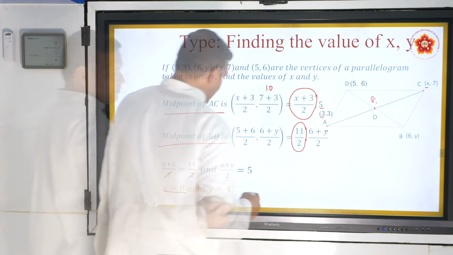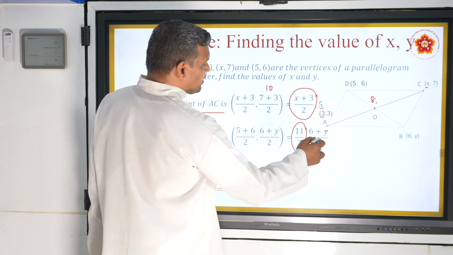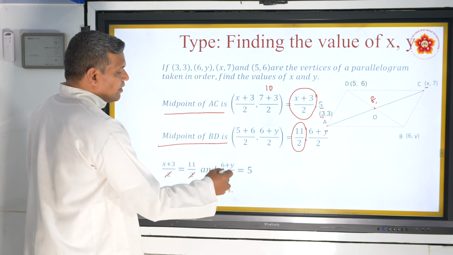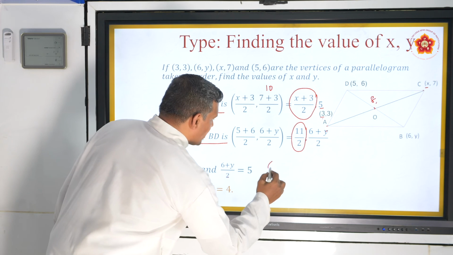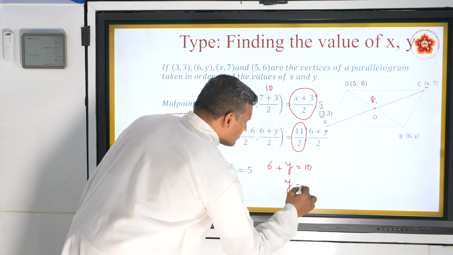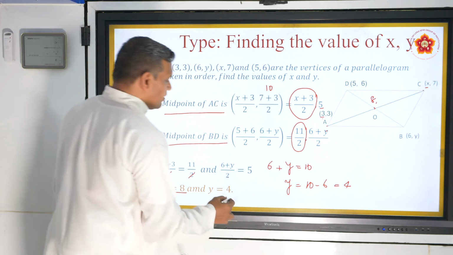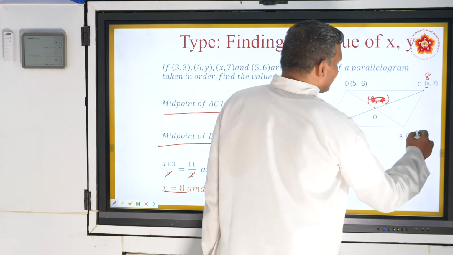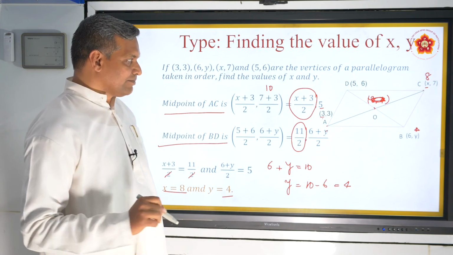You got that? And then what is it? 6 plus y by 2 is equal to 5. Then you transpose this 2 to that side. 5 twos are 10. Then what equation did you get? 6 plus y is equal to 10. Therefore y is equal to what? 10 minus 6, which is 4. You got y is equal to 4. x in this particular place is 8 and y is 4. That makes the common point. That's why we go. Okay.